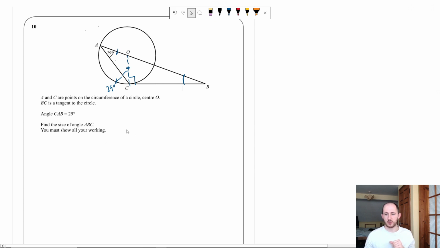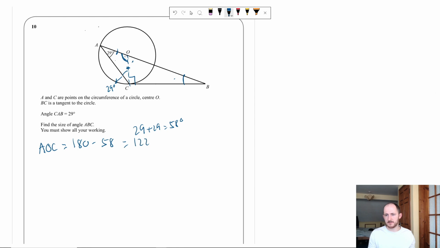Let's work it out. You must show all your working. 4 marks. Again, you're going to find this is really, really easy. We can't work out this angle just yet because we only have one angle here. But we can work out this angle here. And then we're going to do 180 minus it and then do 180 minus it again. So, angle AOC is equal to, well, keep in mind, base angles are the same. So we have 29 plus 29, which is 58. So that angle there is 180 minus 58, which is 122 degrees.